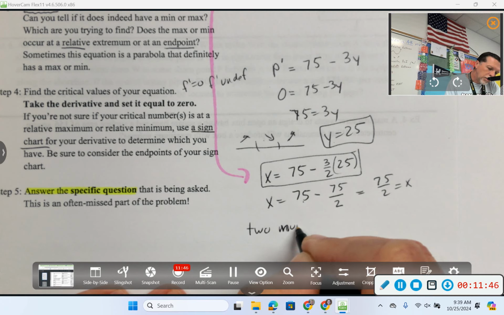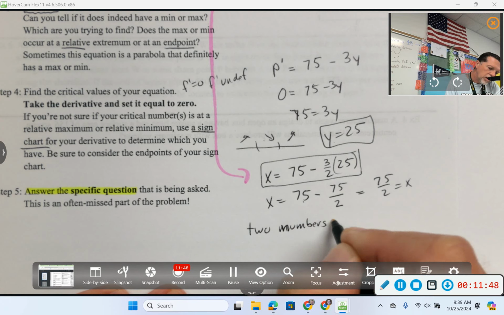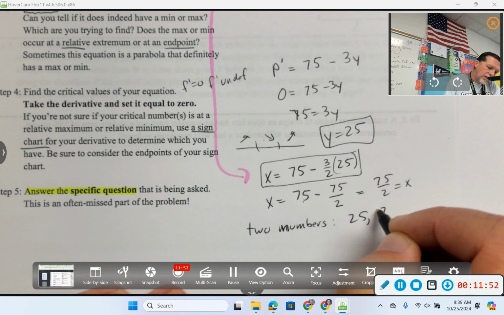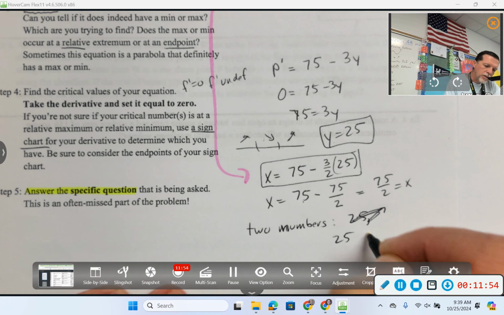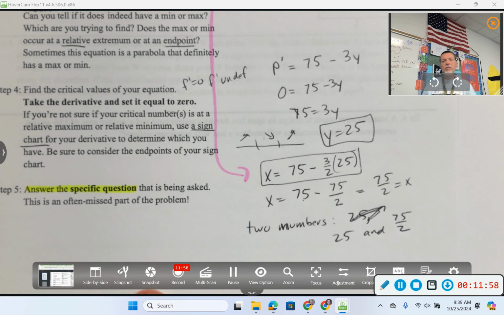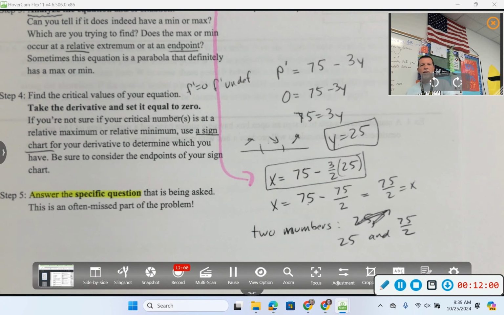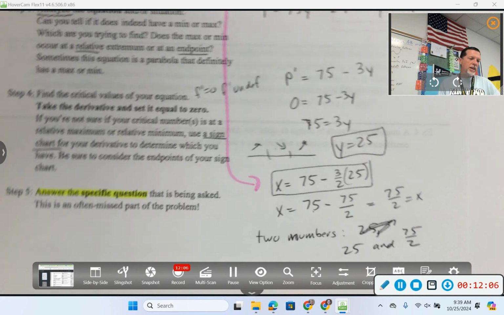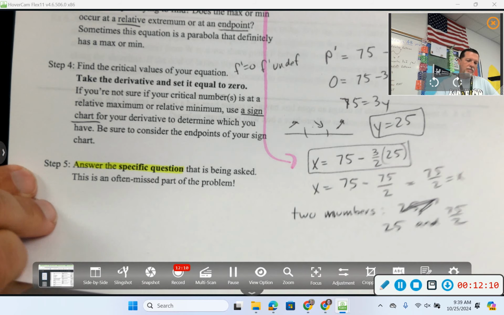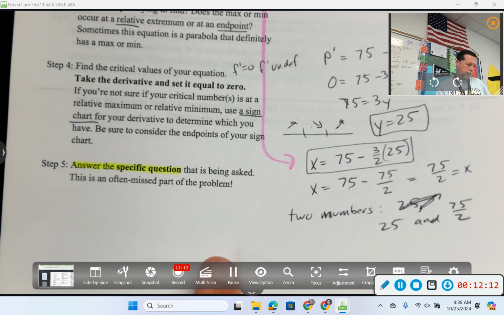The two numbers are 25 and 75/2. I don't want to write it like an ordered pair. 25 and 75/2. Again, make sure you answer the question. Obviously, you're not going to lose a whole bunch of points if that's the only thing you miss, but it's a bummer to get all the hard stuff right and then miss a couple points just because you didn't fully answer the question.